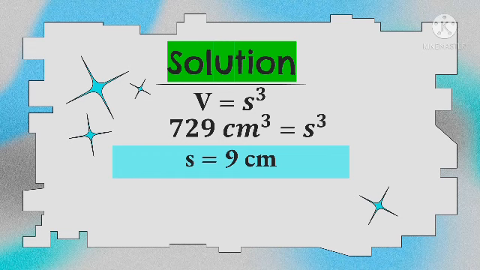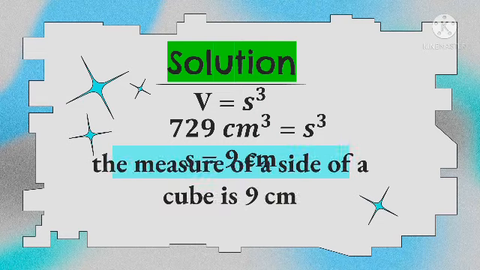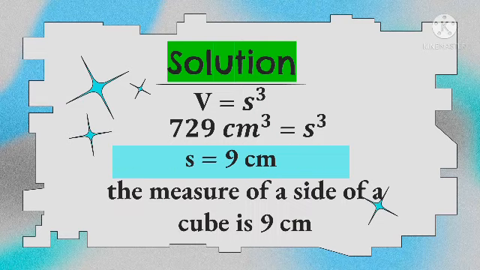So, 9 times 9 is 81. 81 times 9, that is 729. Therefore, ang measurement ng side ng cube na yon is 9 cm. The measure of a side of a cube is 9 centimeters.